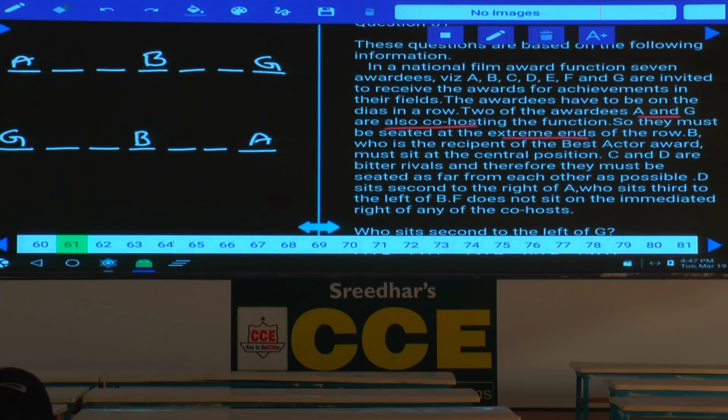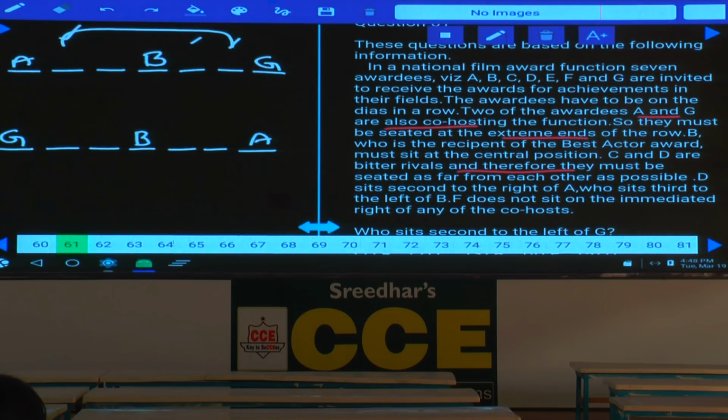Next one. And C and D are bitter rivals and therefore must be seated as far apart as possible. Hence the distance between C and D must be as far as possible. Isn't it? As of now, C and D can be in these 2 places, or C and D can be here, and so on. That means these 2 persons cannot be adjacent to each other. At least 1, 2 or 3 persons can be in between these 2. They need not necessarily be at only these 2 places. Okay, this is the maximum. But if all the conditions are valid, then we can fix these 2 persons at this place.